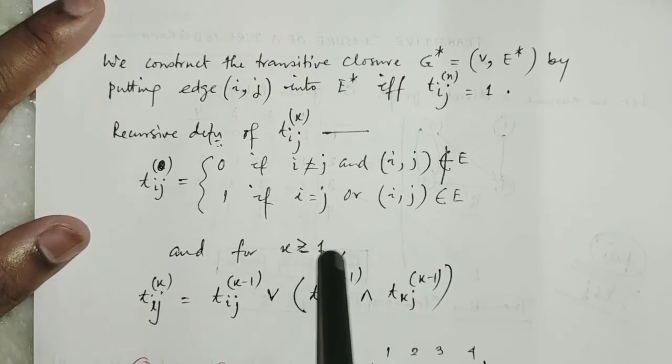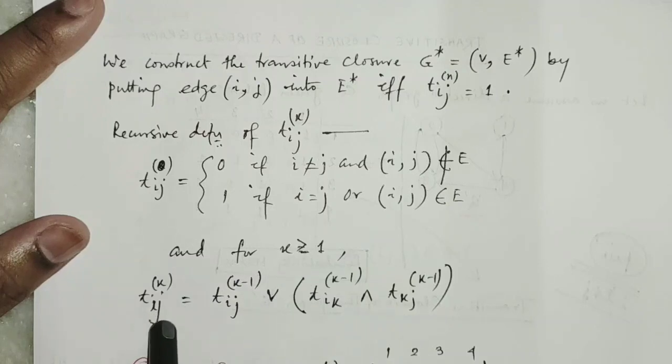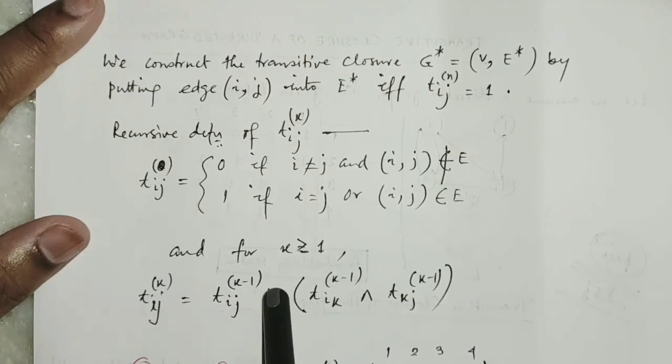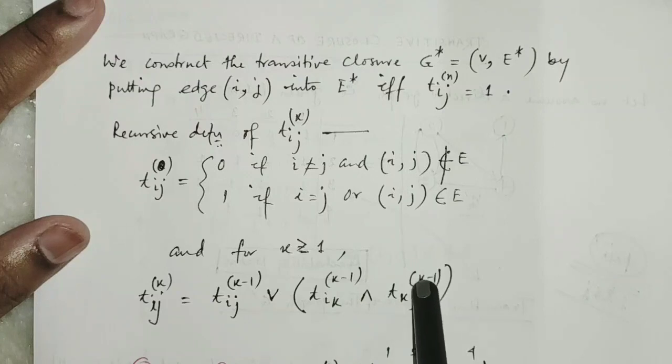And for k greater than or equal to 1, what is the definition? T of i j using k equals T of i j using k minus 1. That I told in the Floyd-Warshall, whenever you are deriving d1, you are taking the help of d0. When you are defining d2, you are taking the help of d1, and so forth. So whenever you are calculating T of i j using k, you are taking the help of the previous table, that is T of i j using k minus 1, or logical or, T of i k using k minus 1 and T of k j using k minus 1.